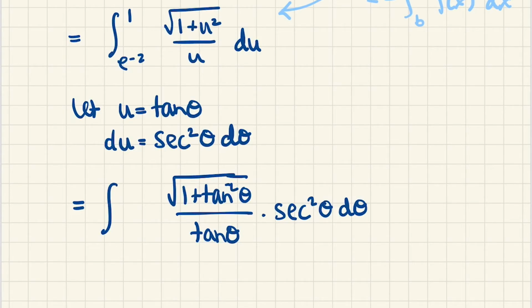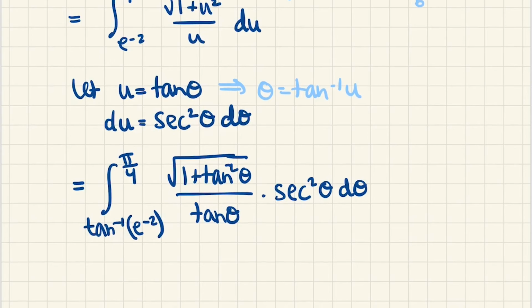When u is equal to e to the negative 2, theta must be the inverse tangent of e to the negative 2, right? Theta is inverse tangent of u. So our lower bound is now inverse tangent of e to the negative 2. Not the greatest number in the universe, but it's fine. The upper bound will be theta equals inverse tangent of 1. Well, that's pi over 4.